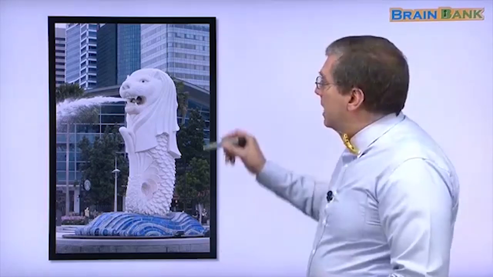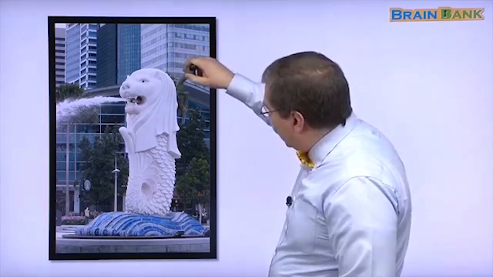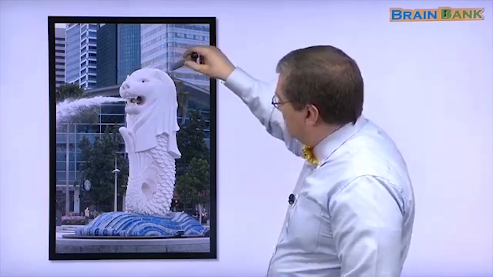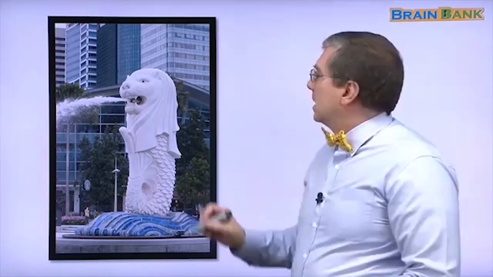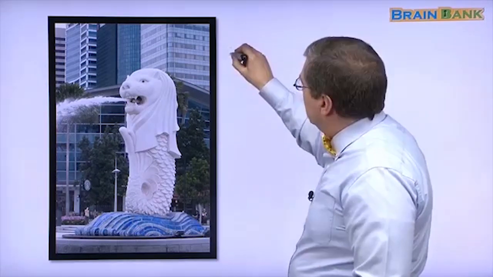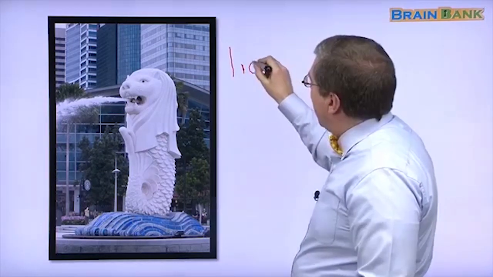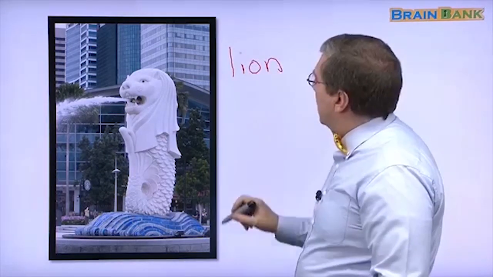What is it a statue of? It looks like an animal. This part we can recognize. We know this animal here. This, of course, looks like a lion. So it has a lion's head. It looks like a lion.